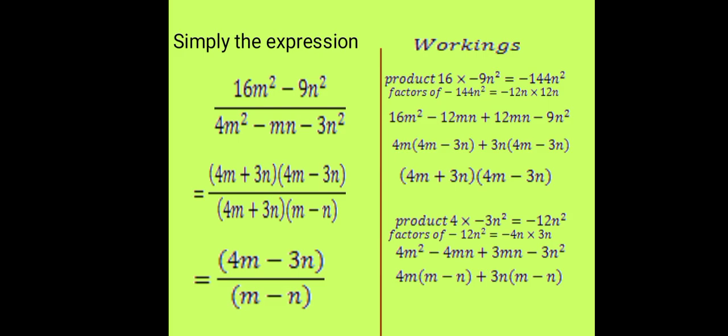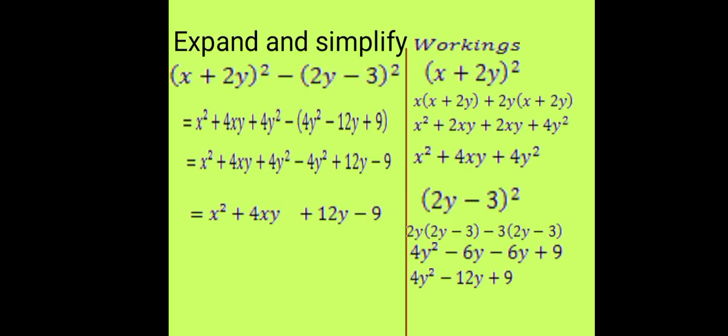Simplify the equation. To simplify this equation, we shall factorize the numerator and also factorize the denominator. Look alongside how I have factorized the numerator and how I have factorized the denominator. So after factorization, the numbers cancel out comfortably. We have 4m plus 3n cancelling with 4m plus 3n for the denominator and the numerator. We remain with 4m minus 3n divided by m minus n as the answer.